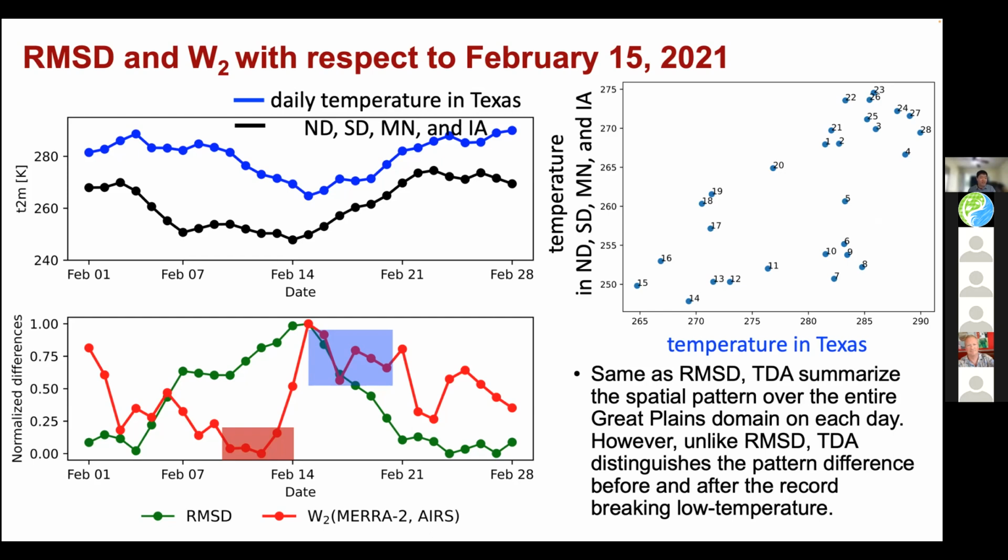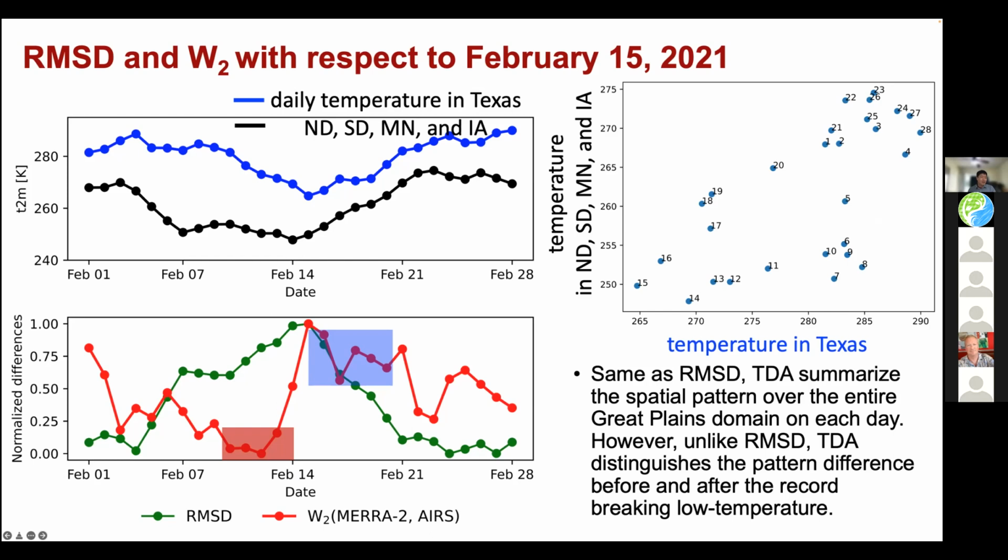And this black line shows the temperature averaged over the northern part of the Great Plains. The northern part of the Great Plains includes North Dakota, South Dakota, Minnesota, and Iowa. And can you see the difference between these two? So for Texans, the coldest day was February the 15th, but the cold surge occurred earlier in the northern Great Plains than Texas, and it lasted longer.